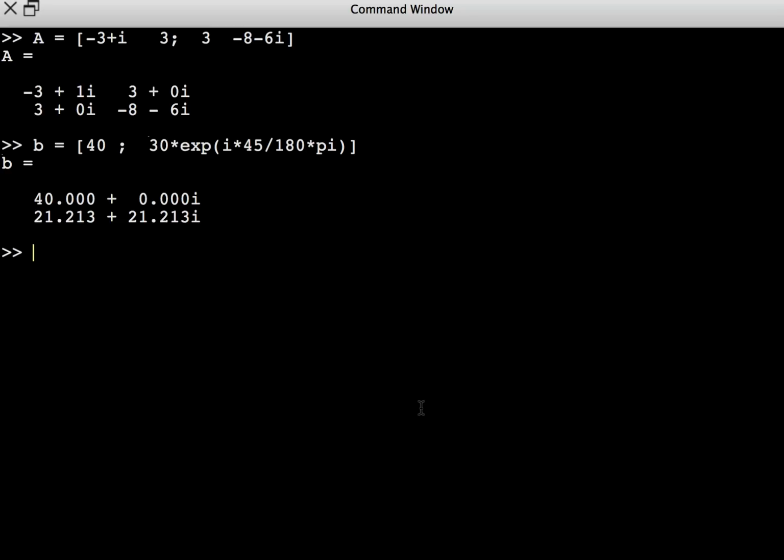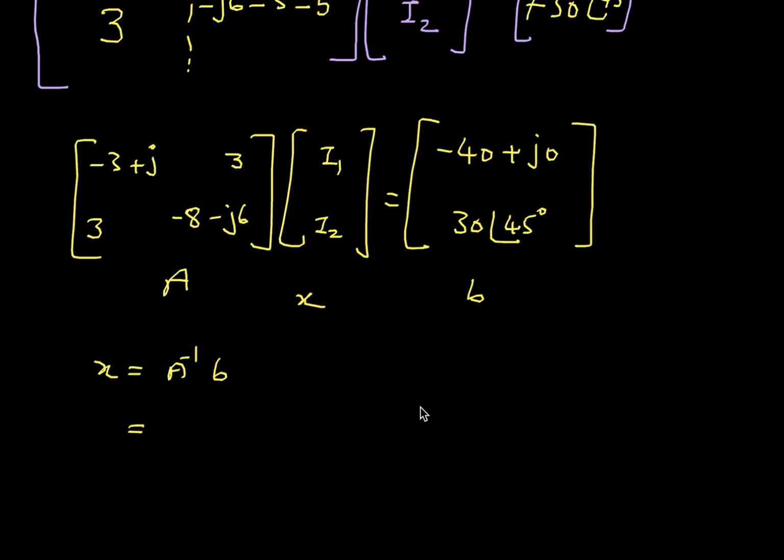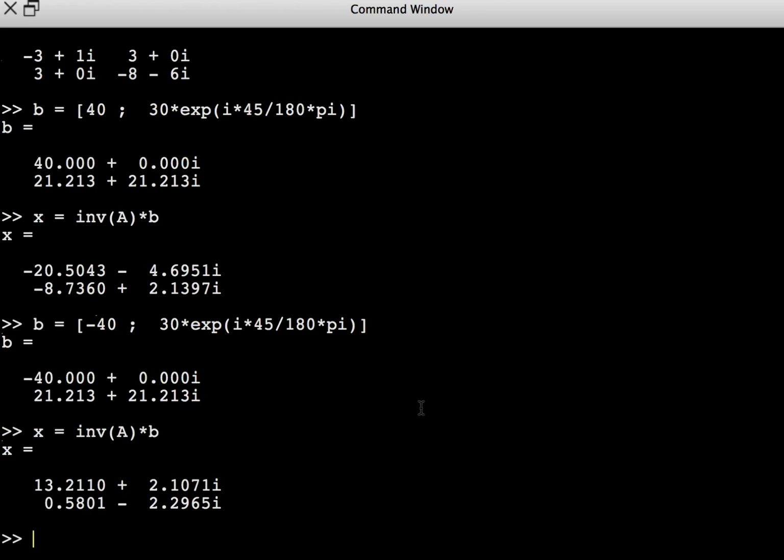Now X is unknown, so X is nothing but inverse of A multiplied by B. So let's do this. I'm getting the value of X. This is nothing but the currents that are there in the circuit. Did I make any mistakes? I think the B is minus 40. So here I made a mistake. This should be minus 40. Yeah. So now again calculate X. Now I got the correct value of X. So now X is nothing but our I1, I2.